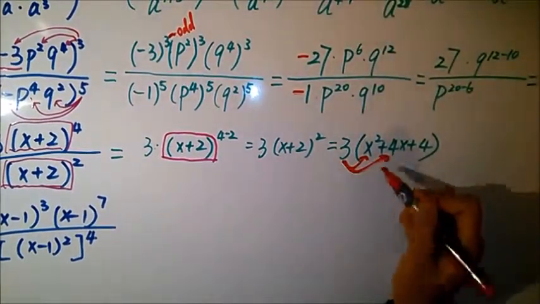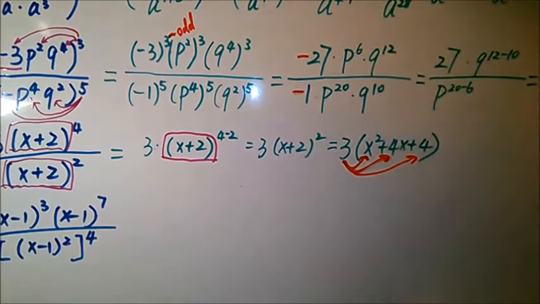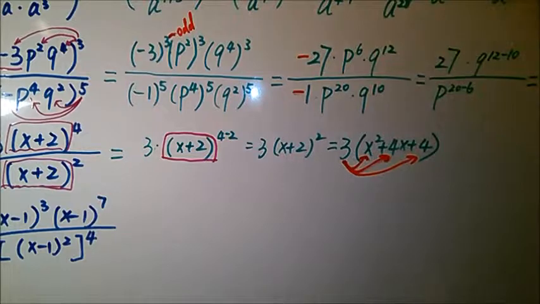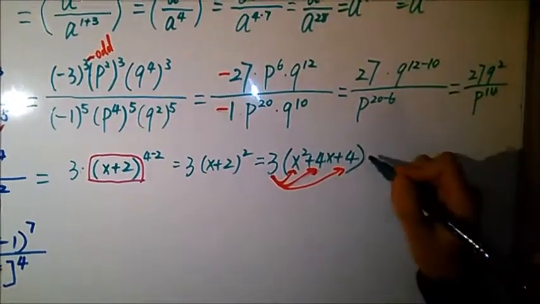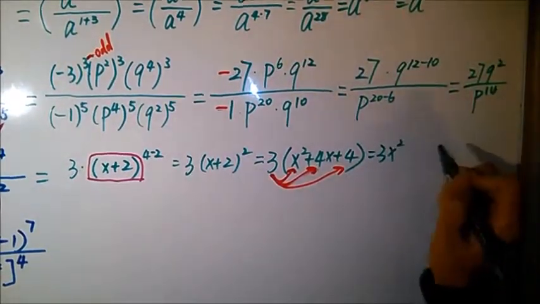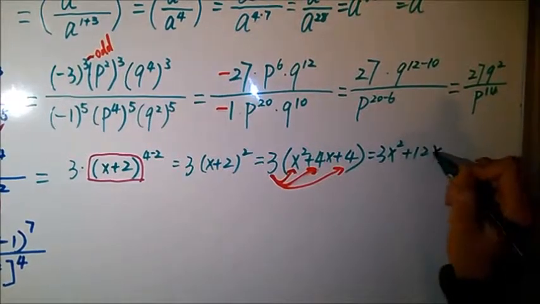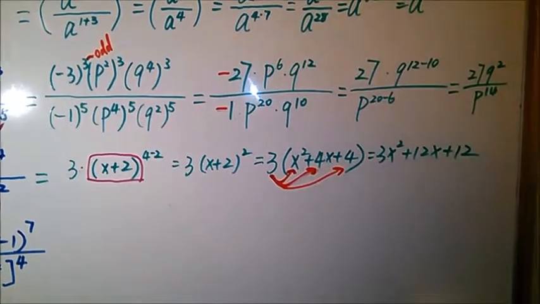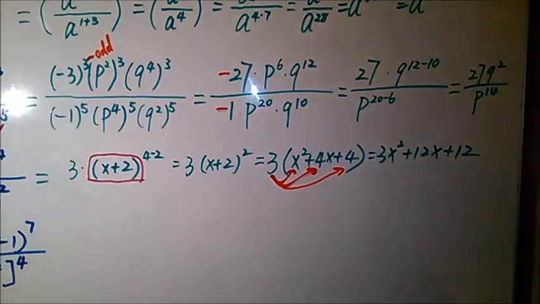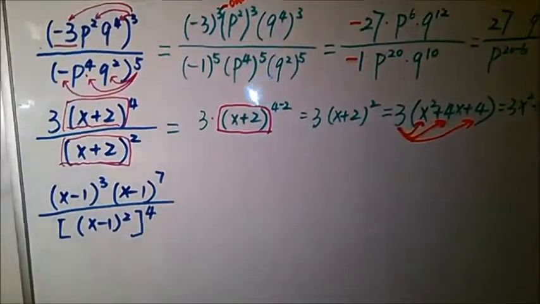Okay. So 3 times x squared would be 3x squared. 3 times 4x will be 12x. And 3 times 4 is 12. Got it? All right.